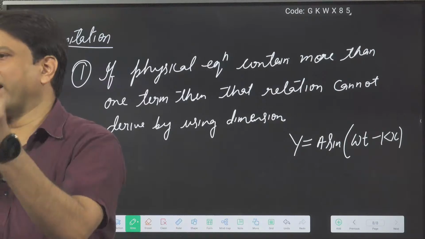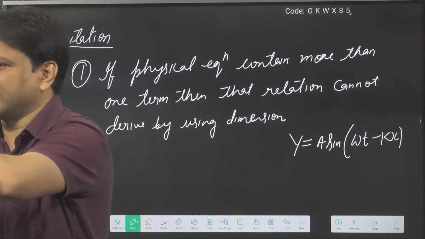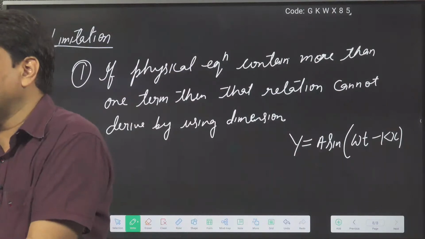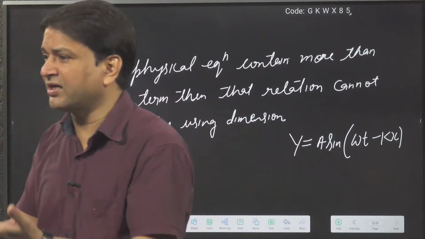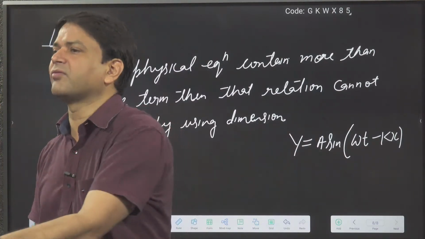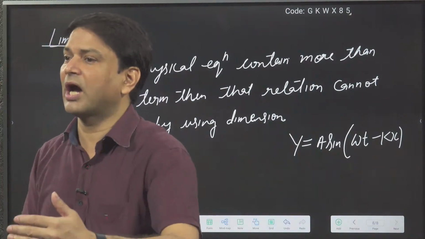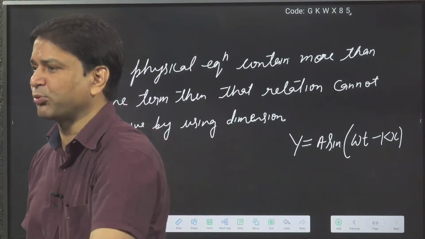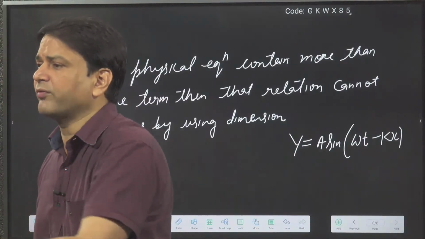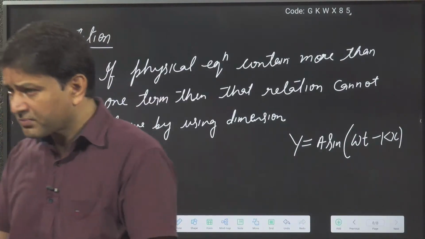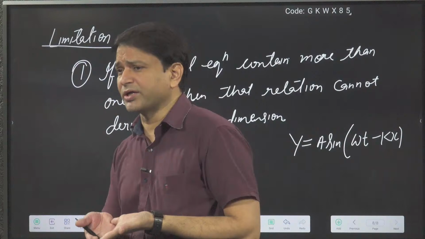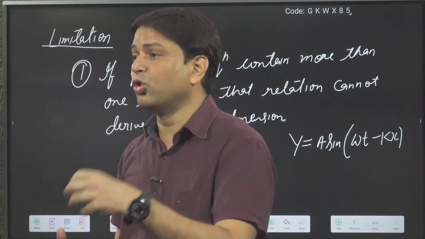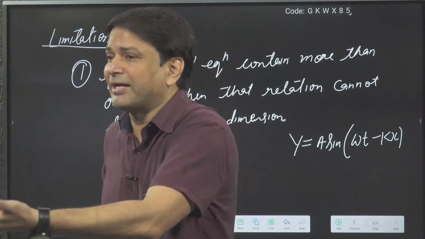Then what will you do? y directly proportional to a to the power this, omega to the power this, k to the power this. In between, sine is there, cos is there, tan is there, e to the power is there, log is there, that we don't know. If we don't know the equation, how do I know that it contains sine, cos, or an exponential? Why? These functions we cannot verify by using dimensions. So if the equation contains a trigonometric, exponential, or log function, we cannot get those functions by using dimensions.